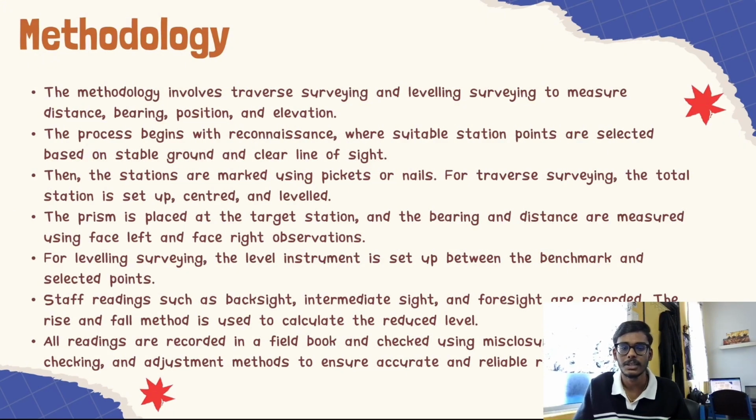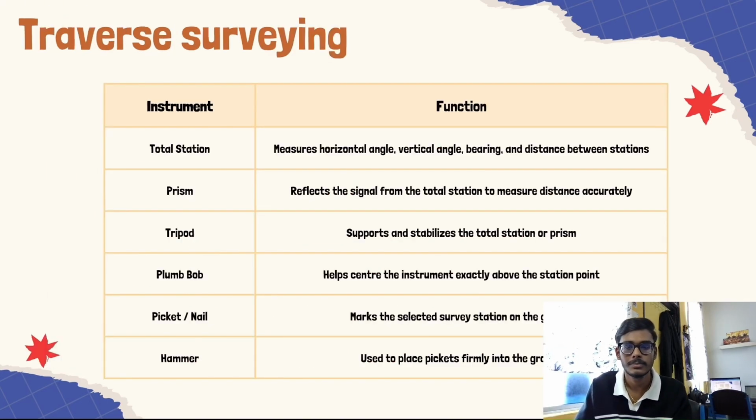Staff readings such as backsight, intermediate sight, and foresight are recorded. The rise and fall method is used to calculate the reduced level. All readings are recorded in a field book and checked using misclosure, arithmetic checking, and adjustment method to ensure accurate and reliable results.